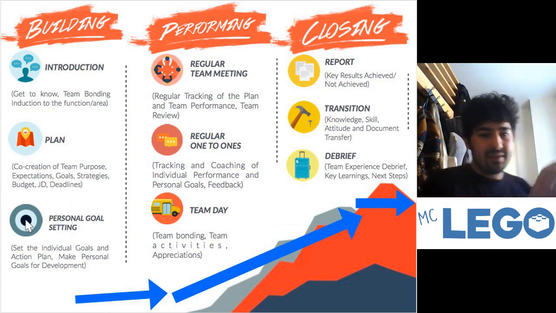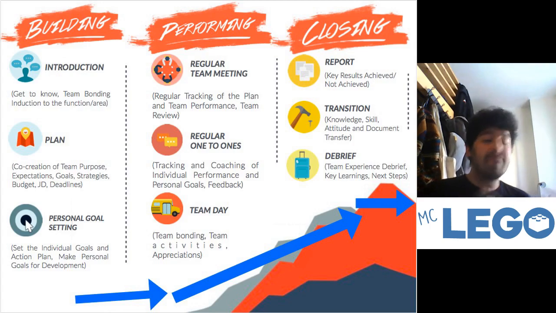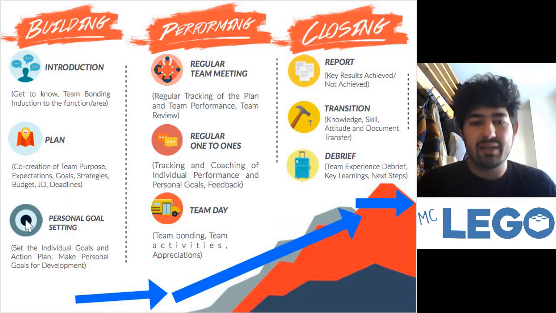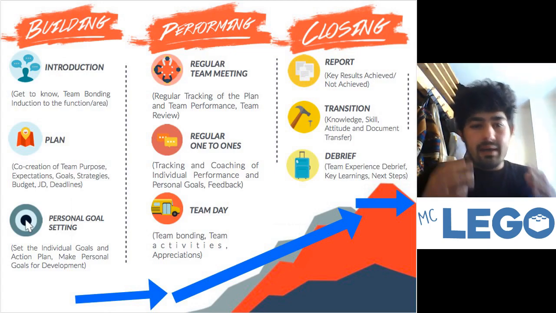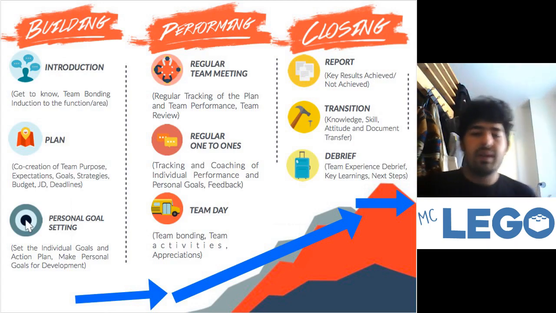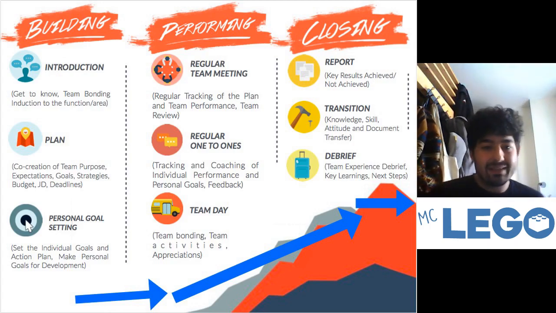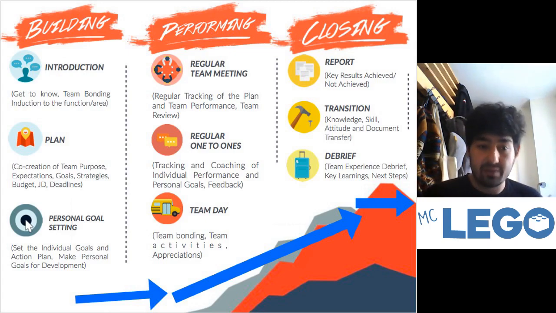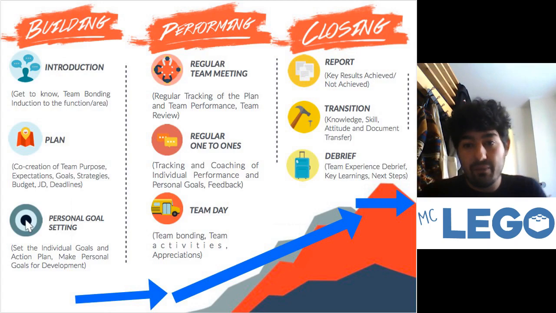Then we have the second standard, which is plan, meaning that everybody in the team needs to know what you are aiming for, needs to know what is the objective and what is the goal that you're striving to achieve. That's also connected with the co-creation of team purpose, expectations, strategies, budgets, JD, deadlines. Then, last but not least, in the building, we need to make sure that everybody in the team has the personal goals, so individual goals and action plans, personal goals for development and for the contribution to the organization. And this is about the building.